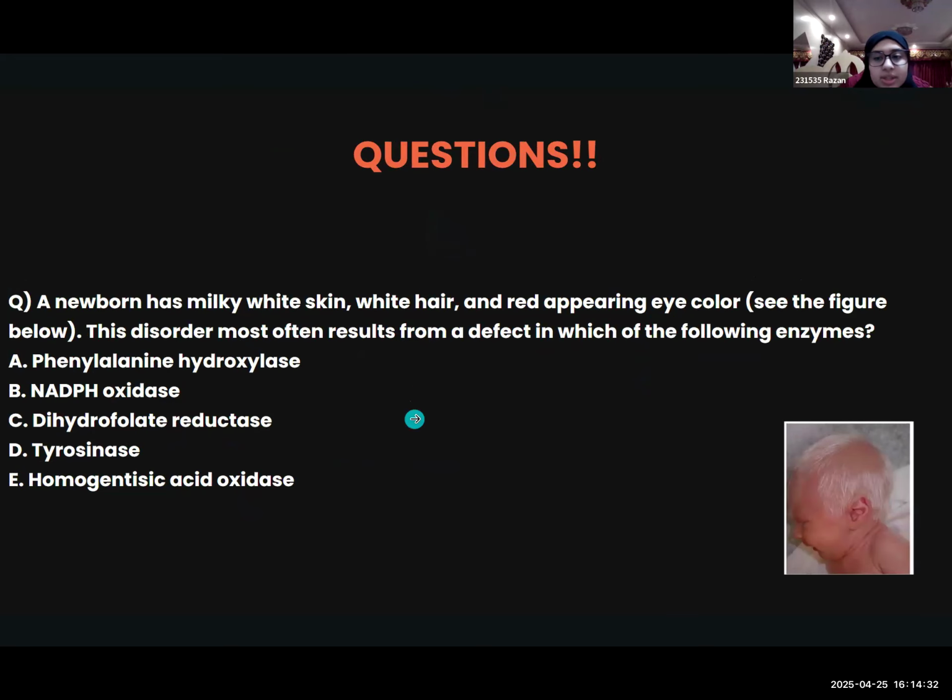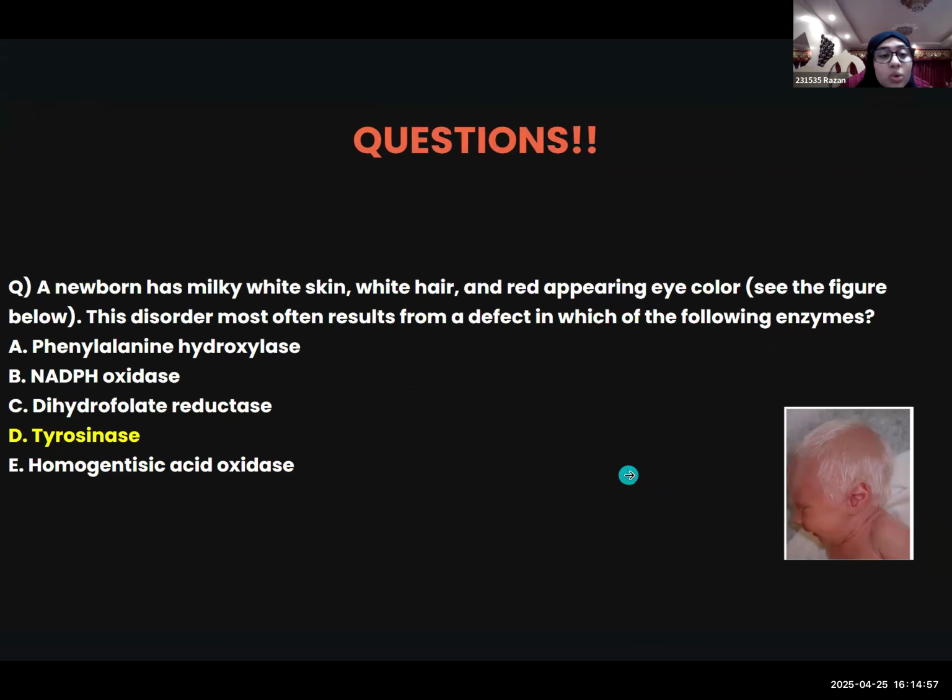Let's see, yeah, homogentisic acid oxidase. So here it says... sorry, it's not homogentisic acid. Read the question again. It says white hair. Let's see, yeah, dihydrofolate reductase. Oh, oops, sorry, I just mixed up. It's not C, it's D, tyrosinase.